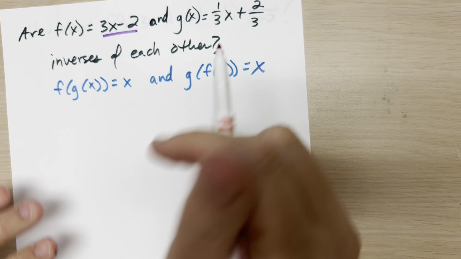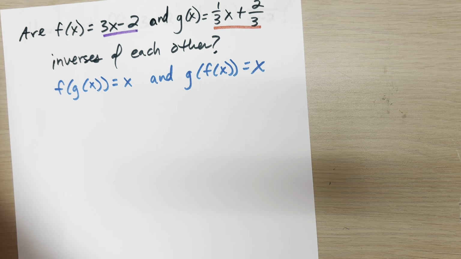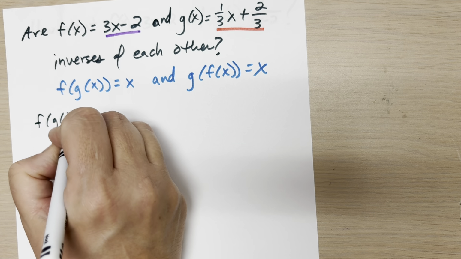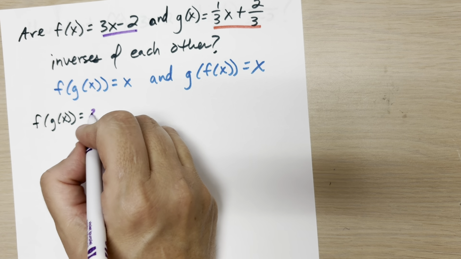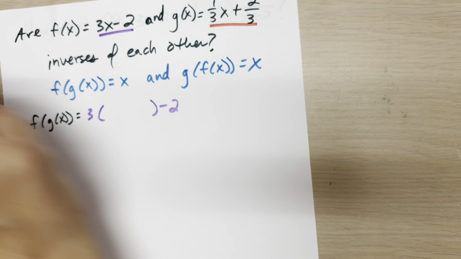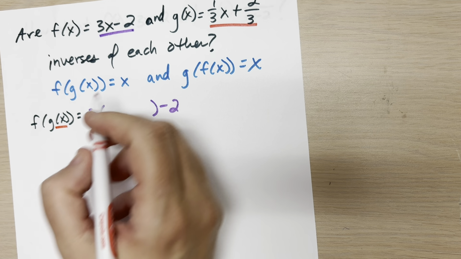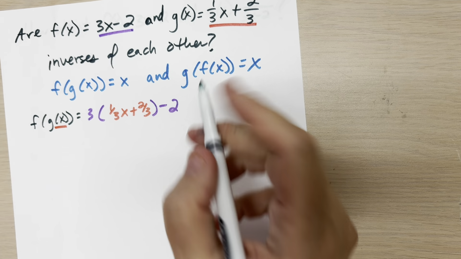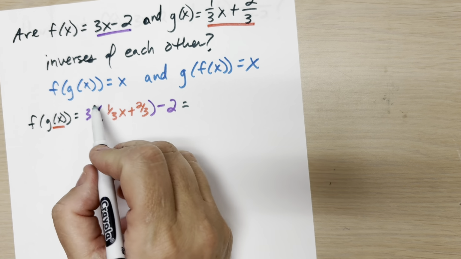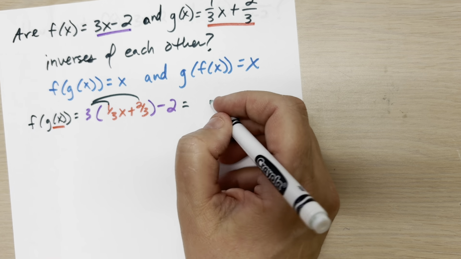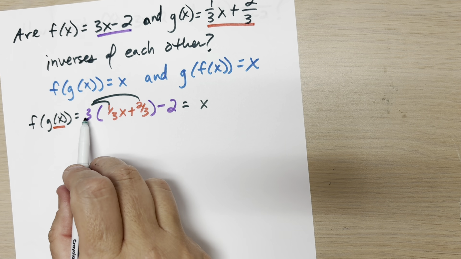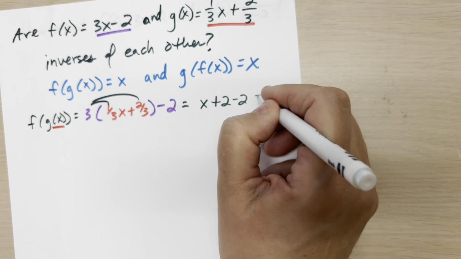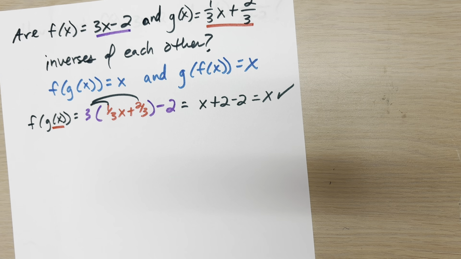f of x is 3x minus 2, g of x is right here with 1/3 x plus 2/3. So first we're going to find f of g of x. All right, so the f function rule says 3 times something minus 2. The something, remember, is g of x, 1/3 x plus 2/3, and then we can just go ahead and do some algebra. Distribute the 3 in, 1/3 of 3 cancels, so I have an x. 2/3 times 3, the 3's cancel, I have a 2. x plus 2, and then minus 2 at the end gives you x. Yes, that's what we want.